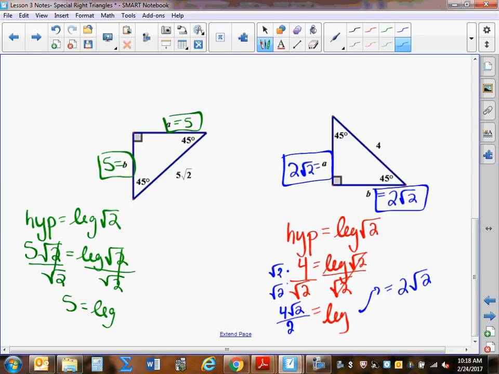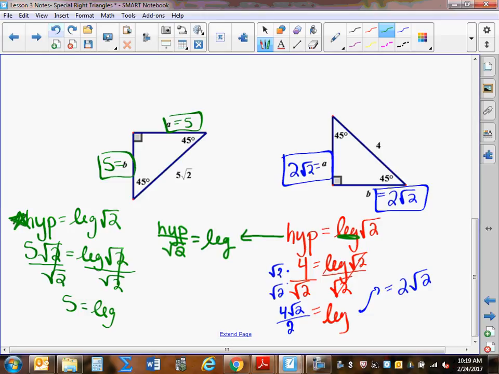Okay. So another way to think of this is that your hypotenuse equals leg root 2. You could also rewrite this as hypotenuse over leg. If I want to solve for the leg, I would divide by root 2 on both sides. As we do more and more of these, I'm sure some of you will recognize that once you have your hypotenuse, you just divide by root 2. But when in doubt, go back to this equation every single time. Your hypotenuse is leg root 2.